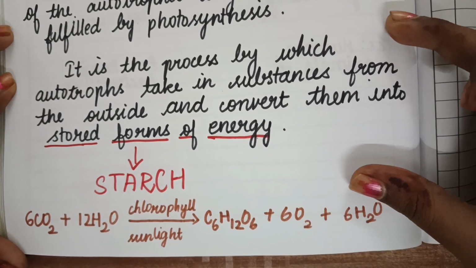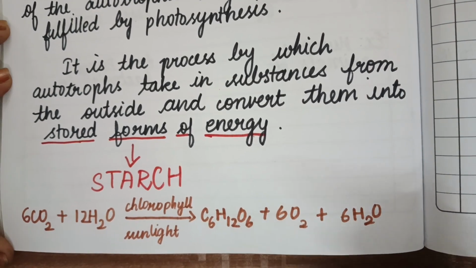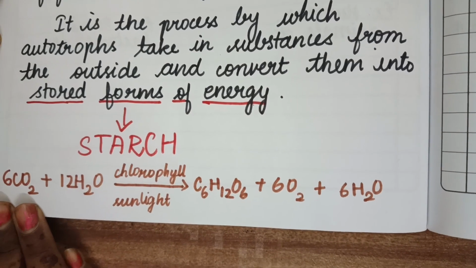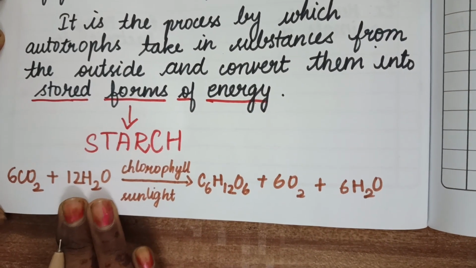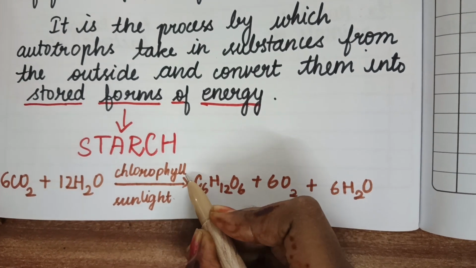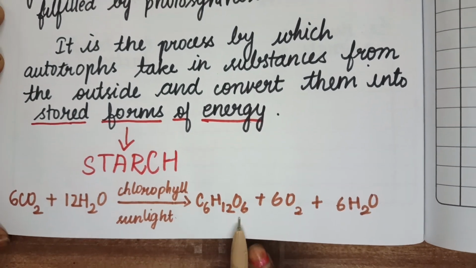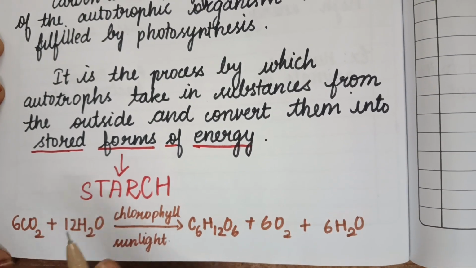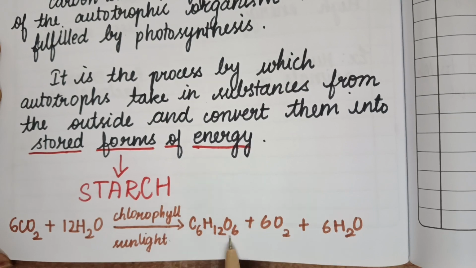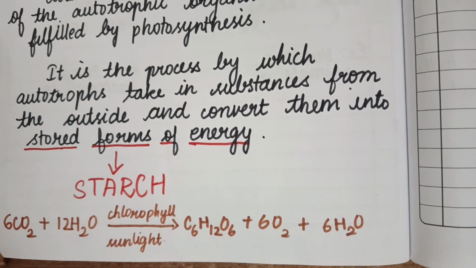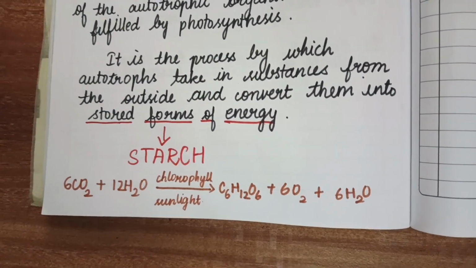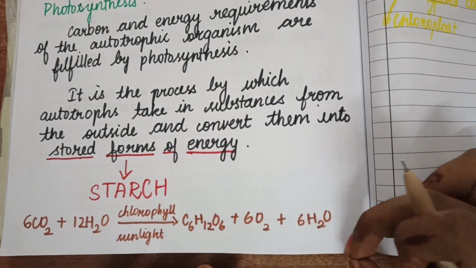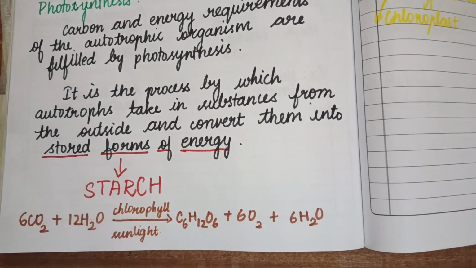You have studied about photosynthesis. How do you represent the process? This equation represents the photosynthesis process. 6 molecules of carbon dioxide and 12 molecules of water in presence of sunlight and chlorophyll are converted into glucose, oxygen and water. This equation is very important from the board exam point of view. So, you need to memorize this equation thoroughly with the balancing.